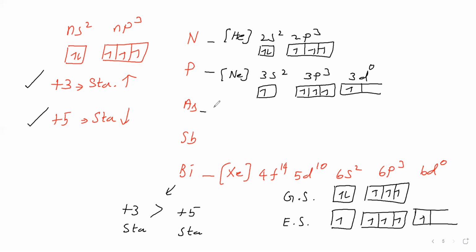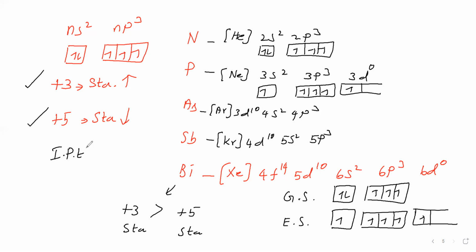Next, arsenic is argon 3d10 4s2 4p3. So this 3d10 shows a poor screening effect. Therefore the 4s electrons are somewhat difficult to go for unpairing. Antimony, krypton 4d10 5s2 5p3. Because of the poor screening effect of 4d10, the 5s electrons are somewhat difficult to go for unpairing. Therefore, down the group, the inert pair effect tendency increases. Therefore, the stability of +5 decreases and the stability of +3 increases down the group.